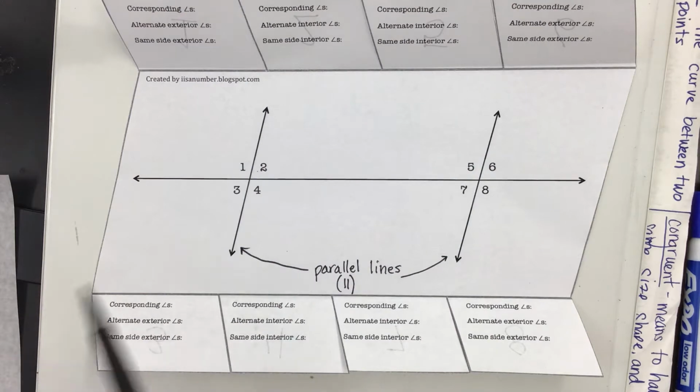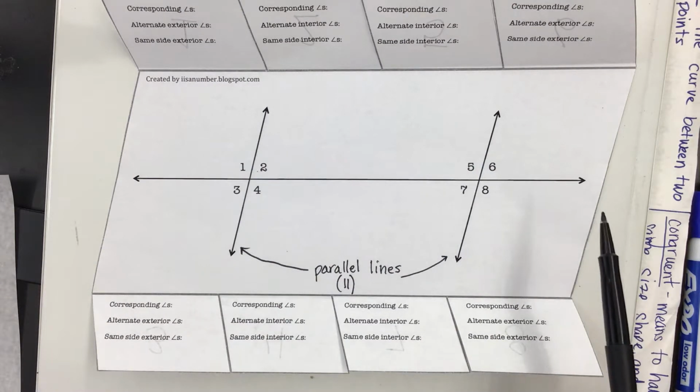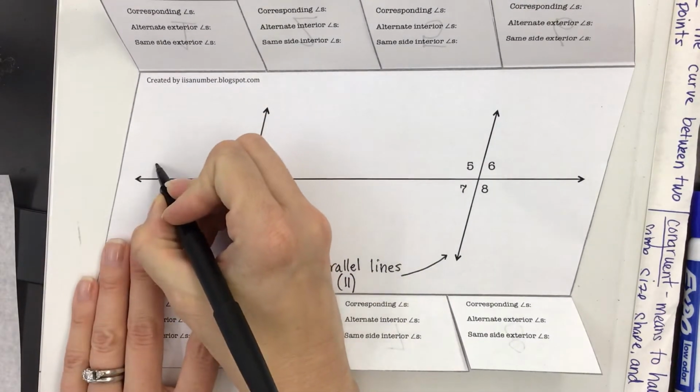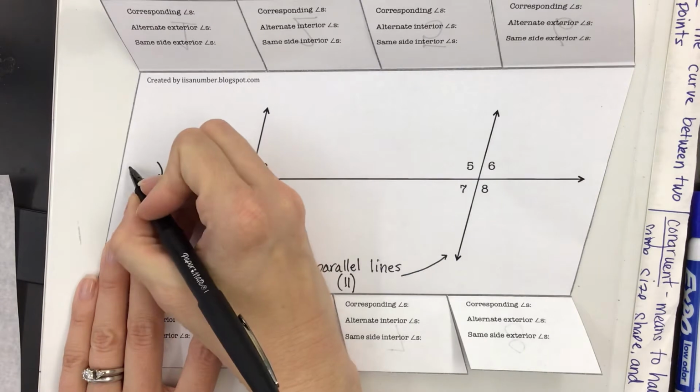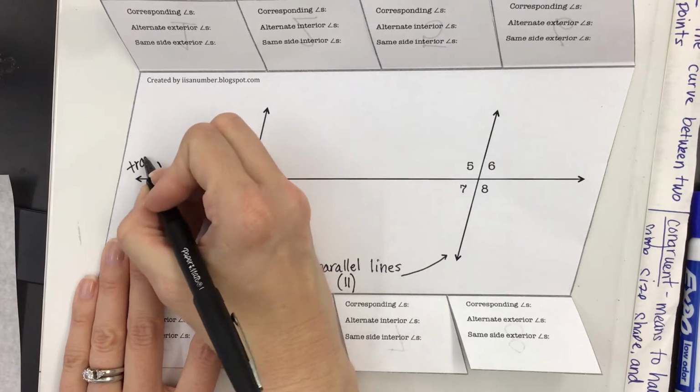Now any line that cuts across a set of parallel lines is called a transversal. So this line right here, its name is a transversal.